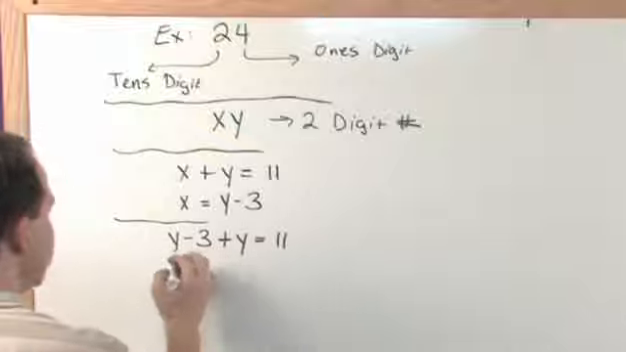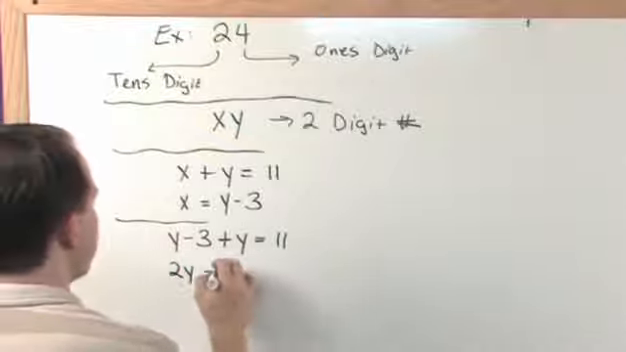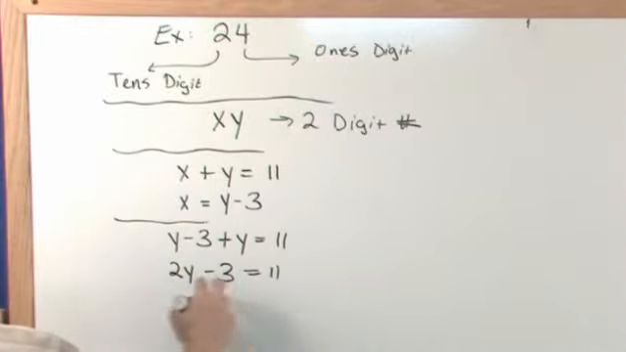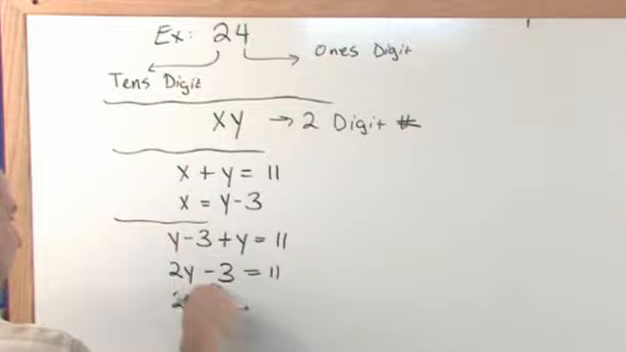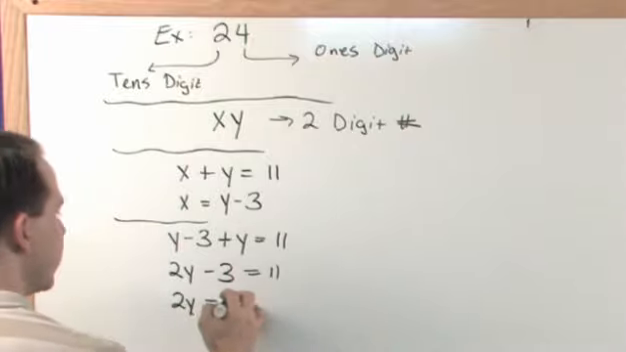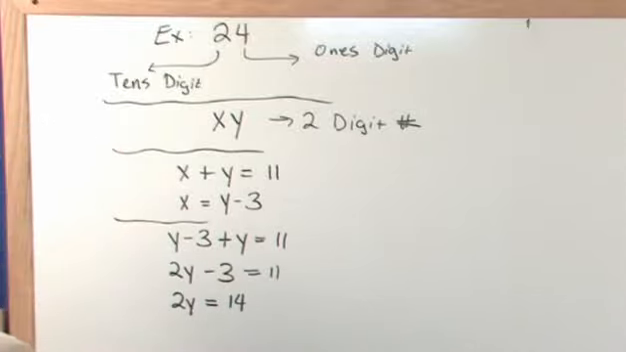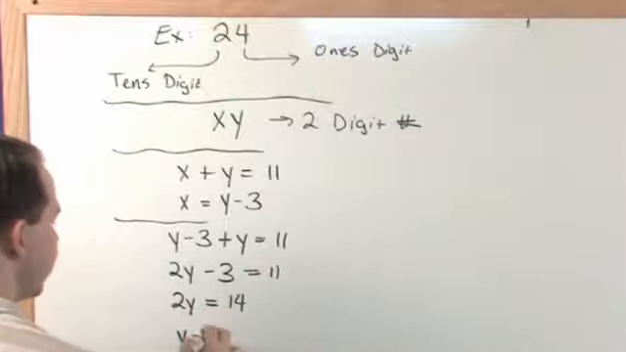y plus y gives you 2y. We'll just keep our minus 3, is equal to 11. Now let's move the 3 over. 2y is equal to, we'll just add 3: minus 3 plus 3 is 0. On the other side, 11 plus 3 gives you 14. We just added 3 to both sides. And then finally, y is going to be equal to 14 divided by 2, which is 7.